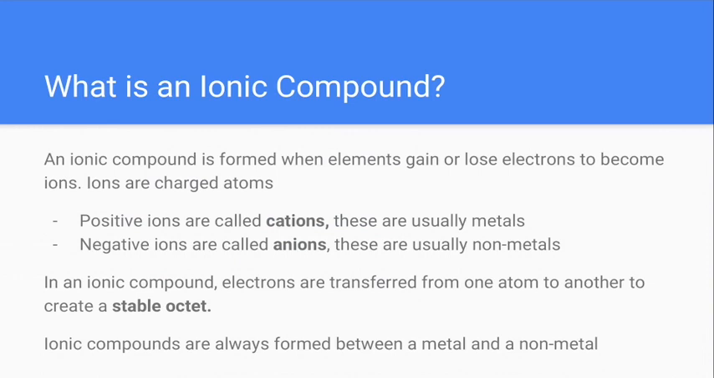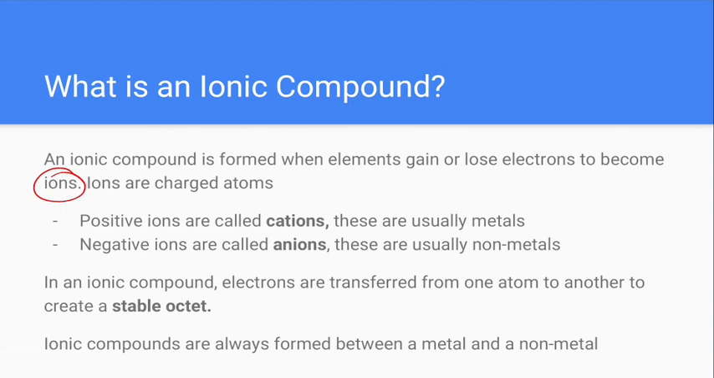So what is an ionic compound? An ionic compound is formed when elements gain or lose electrons to become ions. Now, if you remember, ions are charged atoms. So an atom is protons and neutrons heavy in the nucleus with all these electrons orbiting around it. And those electrons can leave, and an atom can also gain more electrons. When an element gains or loses an electron, it becomes an ion.